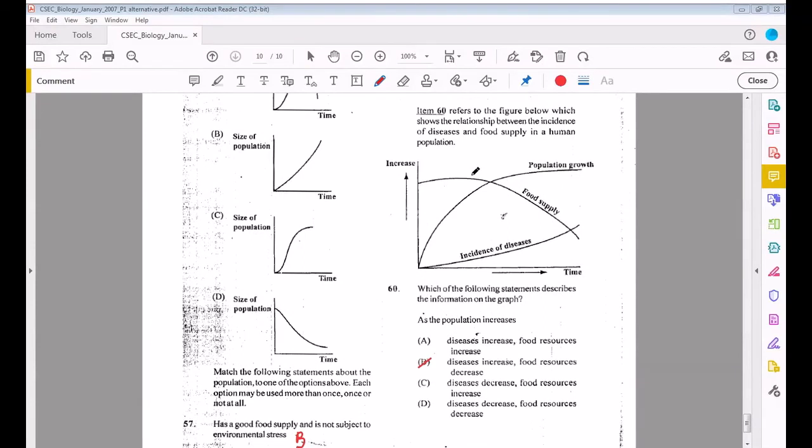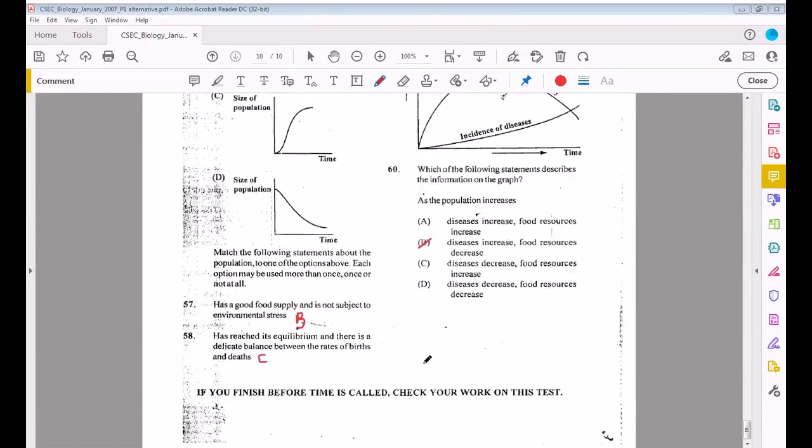And finally, item 60 refers to the figure below, which shows the relationship between the incidence of diseases and food supply in the human population. So, based on the information, what we can deduce is that as the population increases, B, disease is increasing and the food resources or supplies are decreasing. So B is the answer.